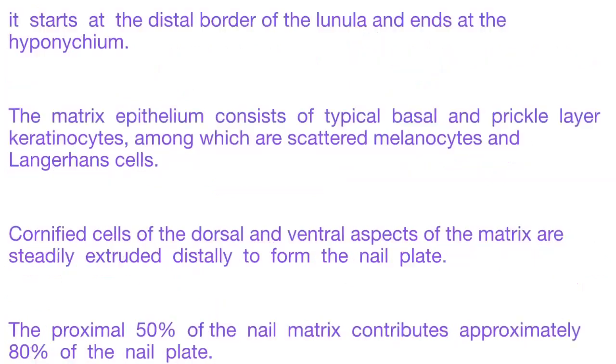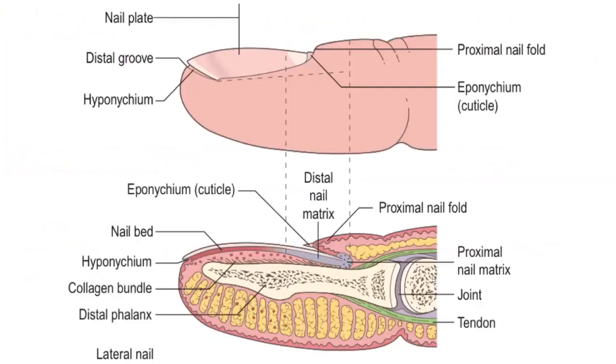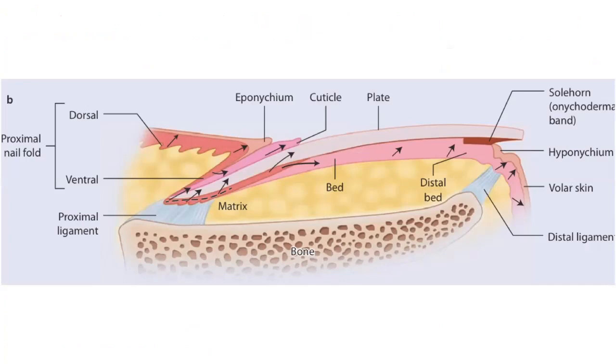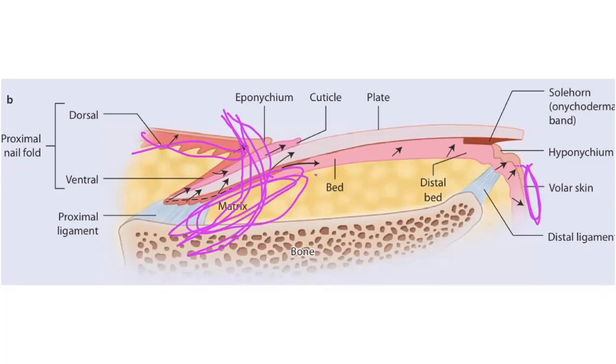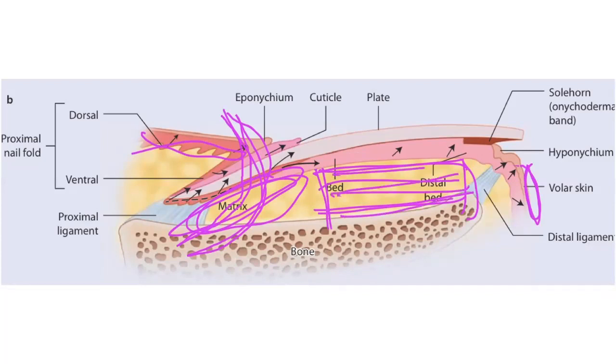We'll see that. You see, this is the matrix, right? This is the volar surface. So proximal, this is the dorsal and intermediate up to here. Dorsal, intermediate. All of this is distal matrix, right?